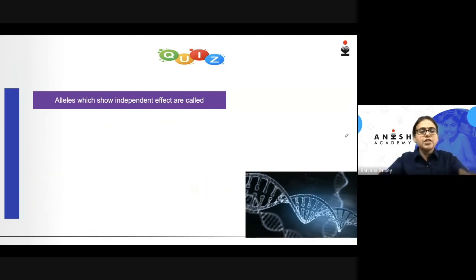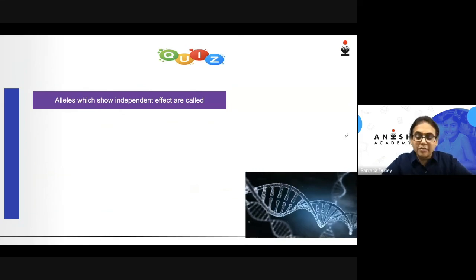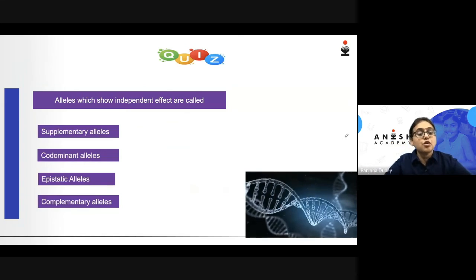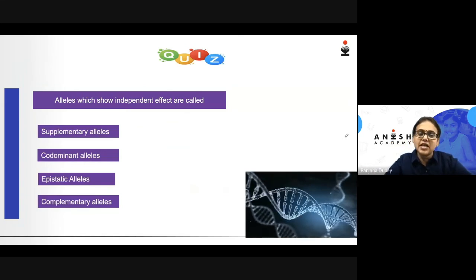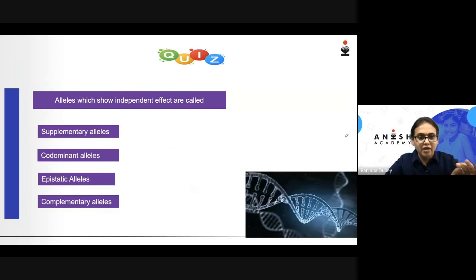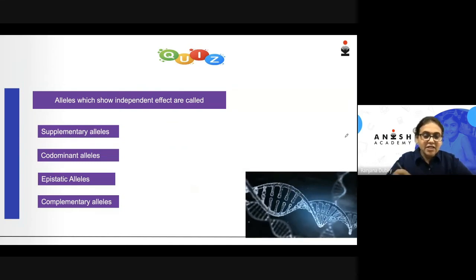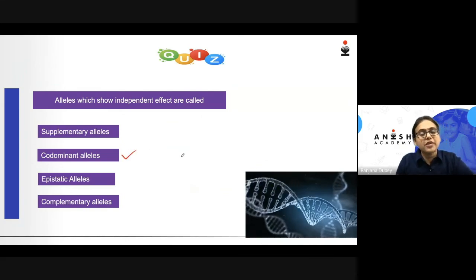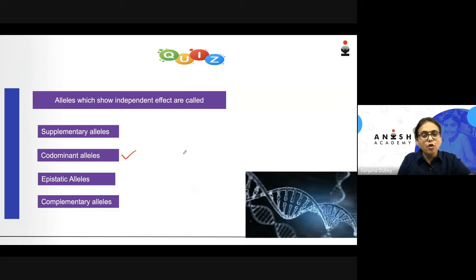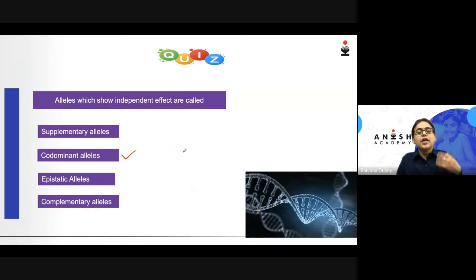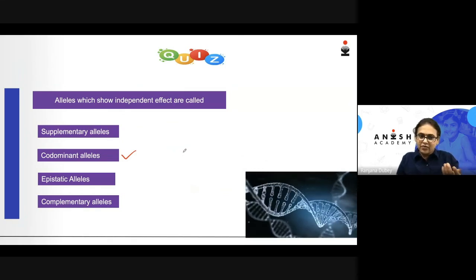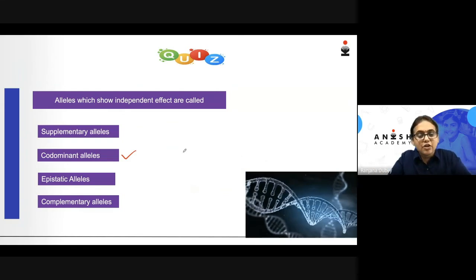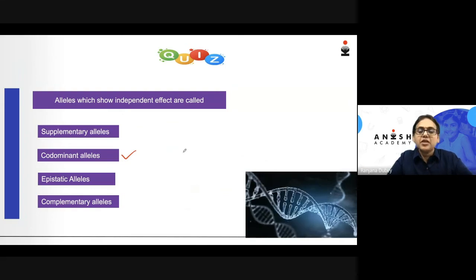The question is, alleles which show independent effect are called: supplementary alleles, codominant alleles, epistatic alleles, or complementary alleles. And you have guessed it right. The answer is certainly option B, which is codominant alleles. It is the codominant alleles which show independent effect. We will also be studying the concepts of supplementary, epistatic, and complementary alleles in the upcoming sessions.